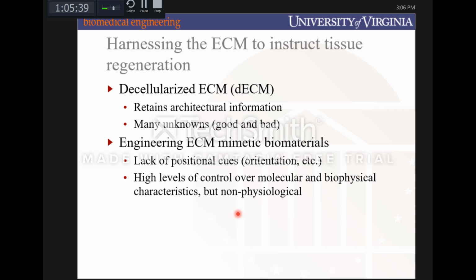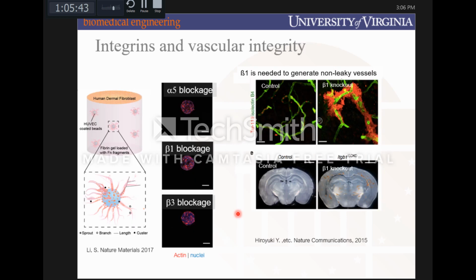I'll close out with a brief example of why integrins are important, and this is just an example of vascular integrity. This is a bead outgrowth assay. So you've got a gel, in this case a fibrin gel, and you've got a HUVEC-coated bead. HUVECs are human umbilical vascular endothelial cells. So they really want to grow, but you need integrins in order to have properly functioning vasculature.